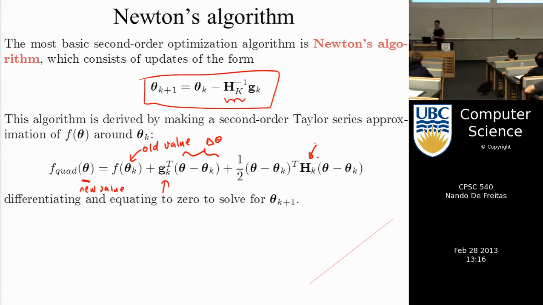If we multiply a vector times a vector, we get a scalar, and a vector times a matrix times another vector, we again get a scalar. So that ensures that we still have a function that's a scalar. So essentially what we're doing is we're taking f and replacing it by a quadratic approximation of f. A Taylor approximation of order 2 is essentially saying at theta k, make a quadratic approximation.